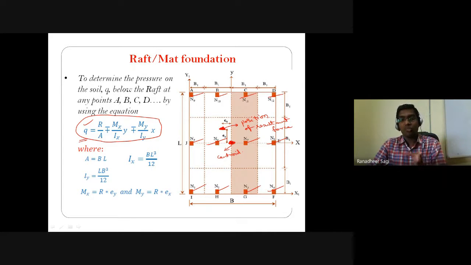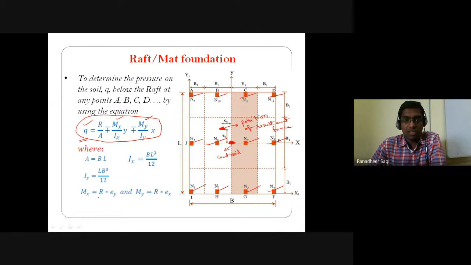Whenever you have some eccentricity involved, because of that eccentricity there will be a moment of couple which also gets generated about your symmetric x-axis and symmetric y-axis. So Mx, moment about x-axis, and My, moment about y-axis, arise because of the eccentricity with respect to the position of your resultant force, which is to be distributed through that raft foundation onto the soil. So that's what we can calculate.